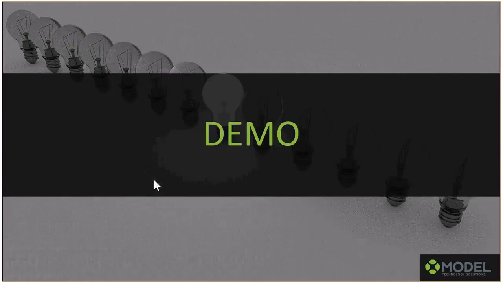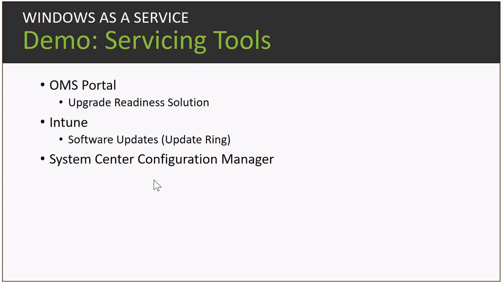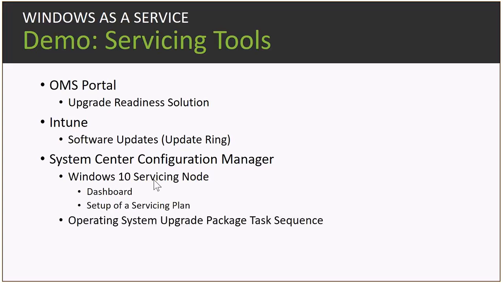All right. So, time to demo. Oh, my bullets are out of order. So the things we're going to go through in the demo: we're going to go through the OMS portal for the upgrade readiness. We're going to go through InTune and look at how you manage update rings in InTune, and we'll actually look at that on model production since we're almost cloud only now. We'll go through SCCM and look at the servicing node. We'll take a look at the dashboard, set up a servicing plan, and then the task sequence.